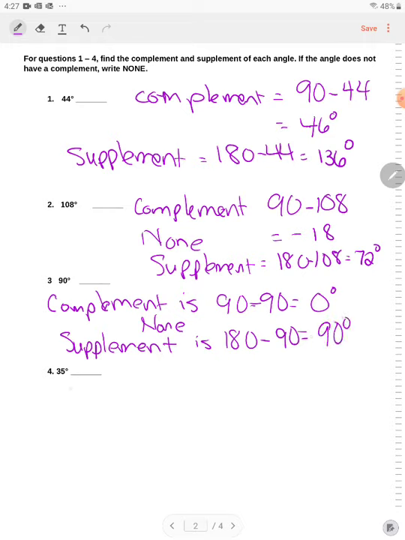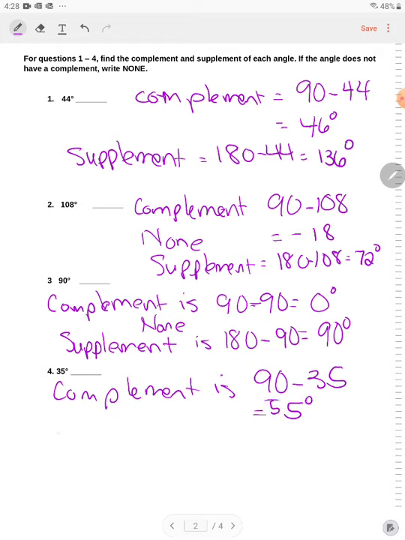Okay, for 35, your complement is 90 minus 35, which is equal to 55 degrees. Supplement is 180 minus 35, which is equal to 145 degrees.